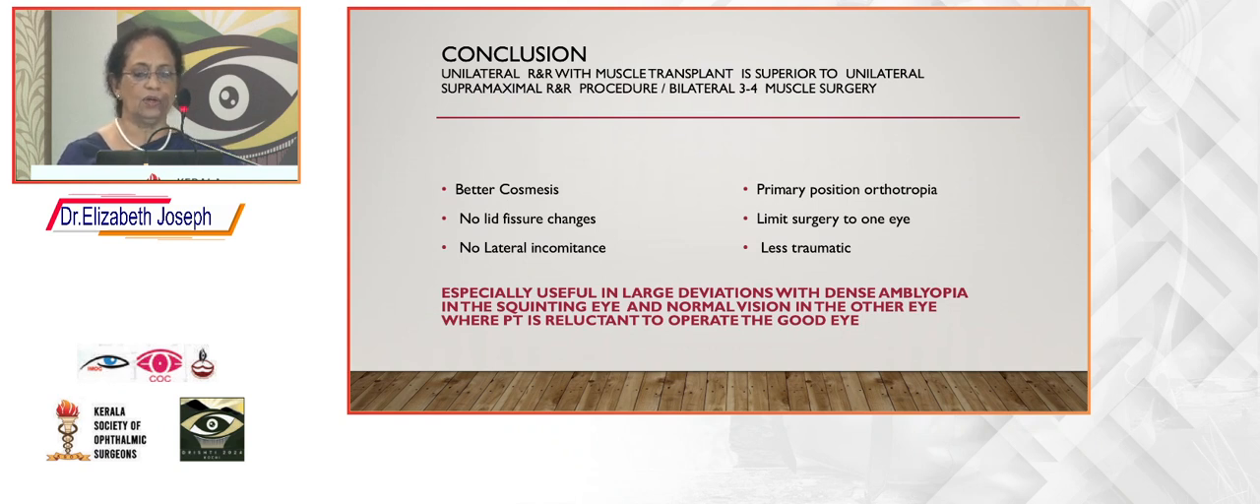To conclude, unilateral recess resect procedure with muscle transplant is superior to unilateral supramaximal surgery. This will produce better cosmesis, no lid fissure changes, no lateral concomitants. You can get primary position orthotropia. You can limit surgery to one eye, less traumatic and especially useful in large deviations with dense amblyopia.